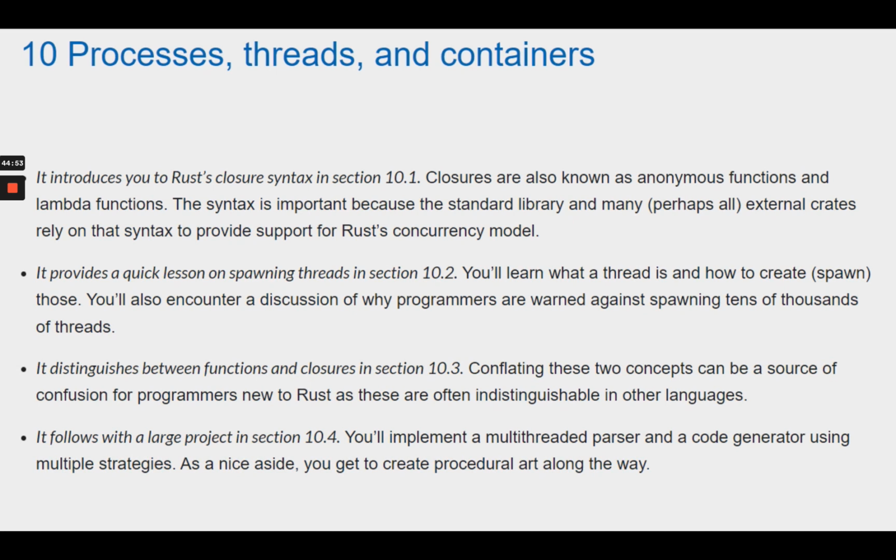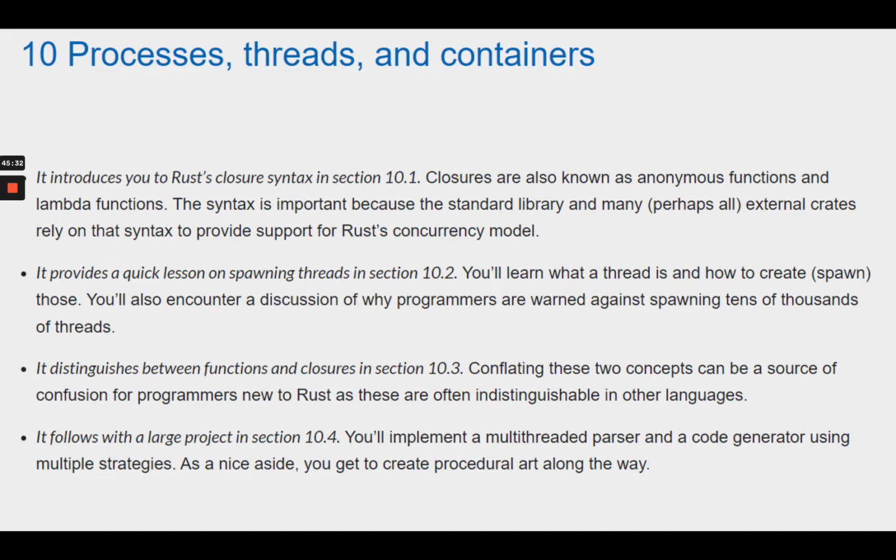It introduces you to Rust closure syntax in section 10.1. Closures are also known as anonymous functions and lambda functions. The syntax is important because the standard library and many, perhaps all, external crates rely on that syntax to provide support for Rust's concurrency model. It provides a quick lesson on spawning threads in section 10.2. You'll learn what a thread is and how to spawn them. You'll also encounter a discussion of why programmers are warned against spawning tens of thousands of threads.